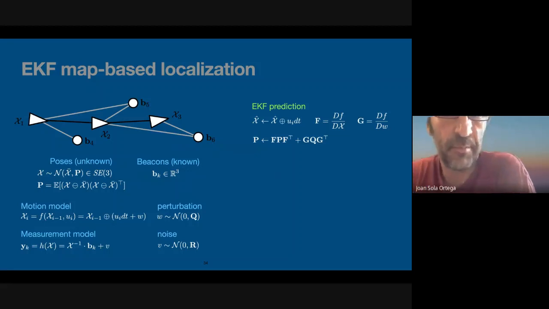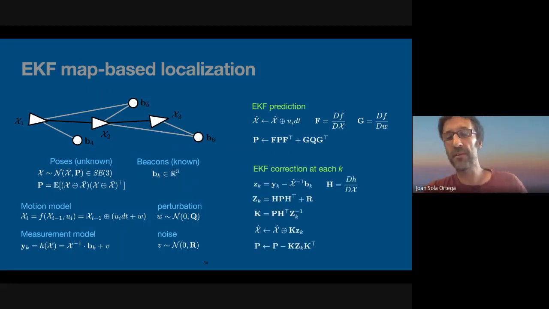So, prediction. We will take the mean of our state vector, and we will integrate the controls and not the noise. So this is our prediction. This is our function: x hat equals x hat plus u dt. And we obtain the two Jacobians of this function with respect to x and with respect to the noise w. And then we integrate the covariance by using the same formula we usually use in EKF. So we take these Jacobians and the covariance P, and we propagate it to the new position after the prediction.